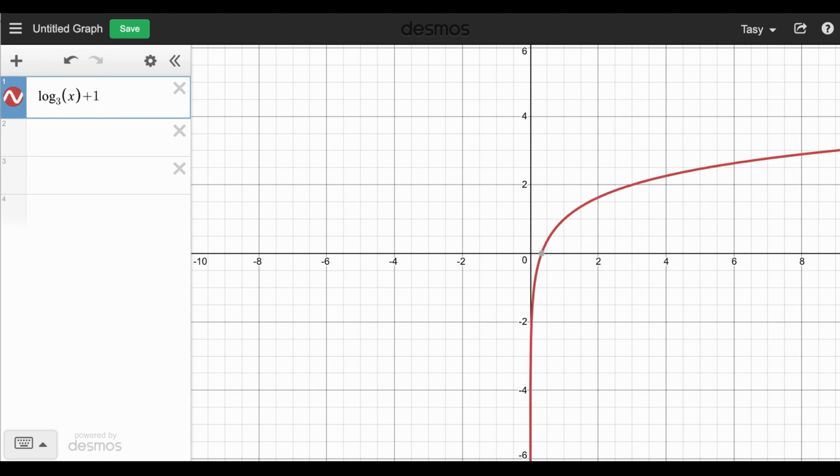And the same thing is true if I add 1 outside, I shifted up 1. If I subtract 1 outside, I shifted down 1.